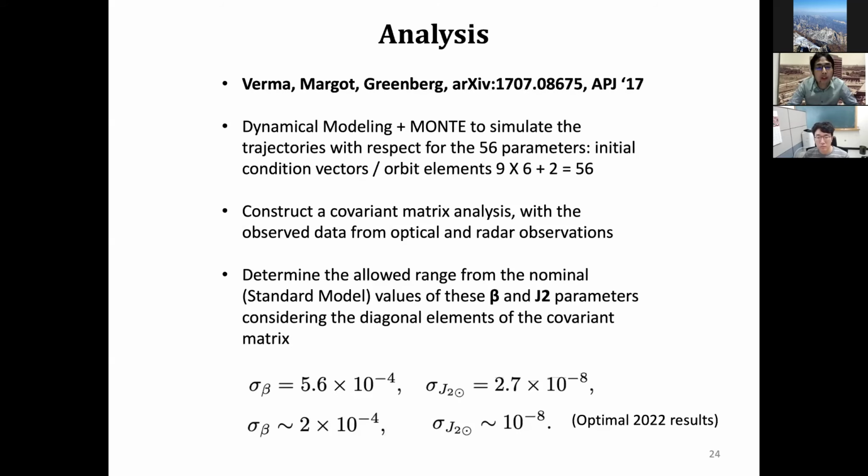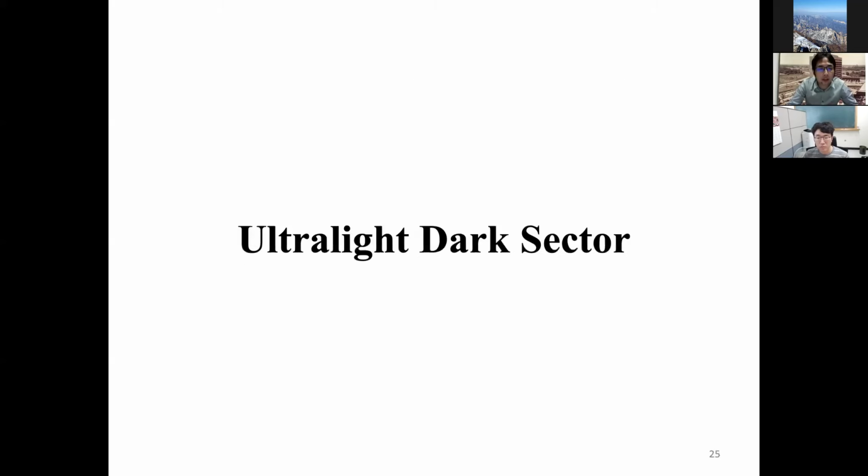Okay, so these are asteroids and all these different GR effects. Let's look at the ultralight dark sector. If you have any questions, please feel free to raise your hand or something like that, and I'm happy to answer. But otherwise, I'll talk about the ultralight dark sector.